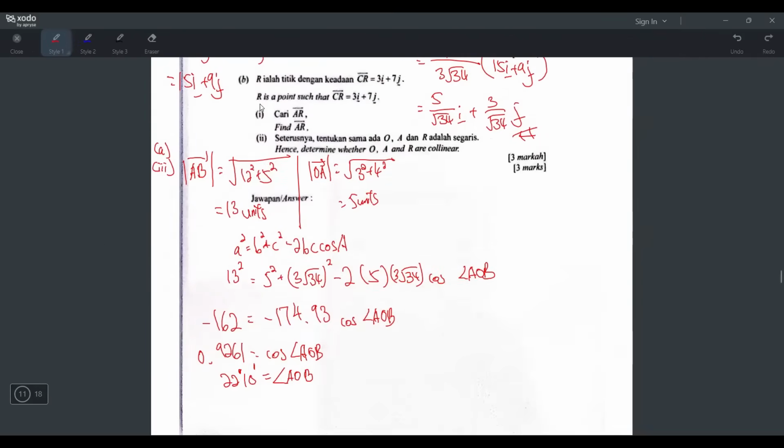Okay, let's do B. R is a point such that CR is 3i plus 7j, so I'm going to write that. Not enough space.